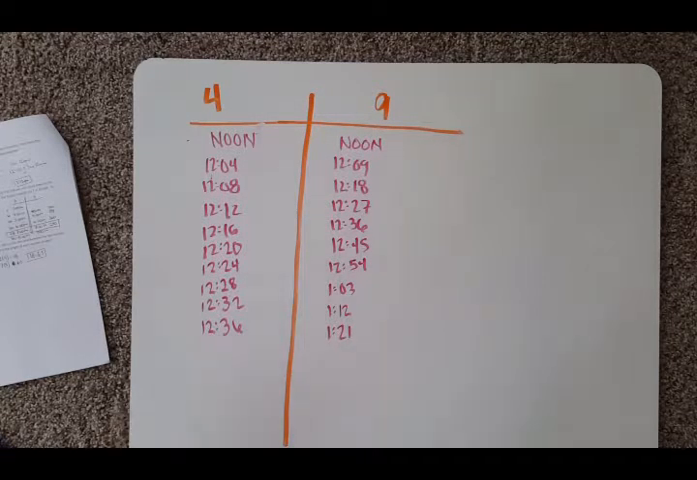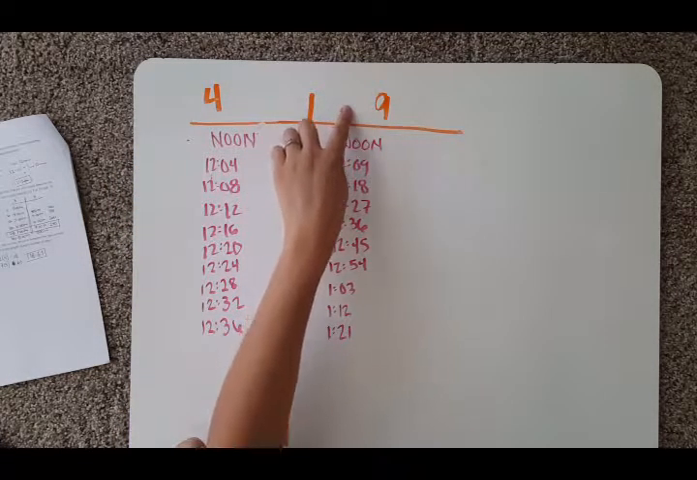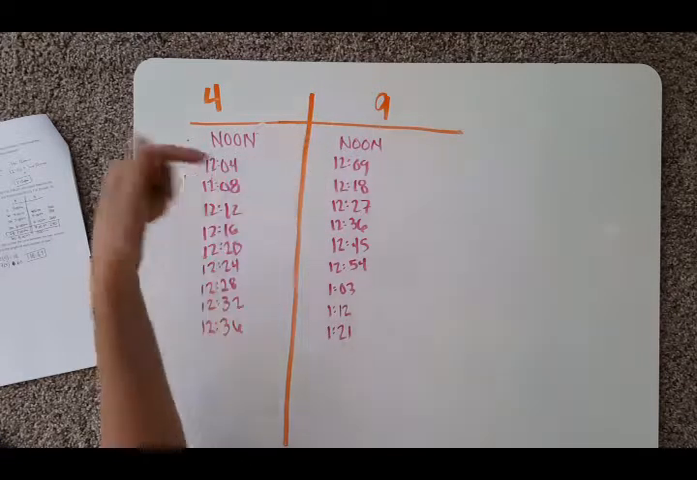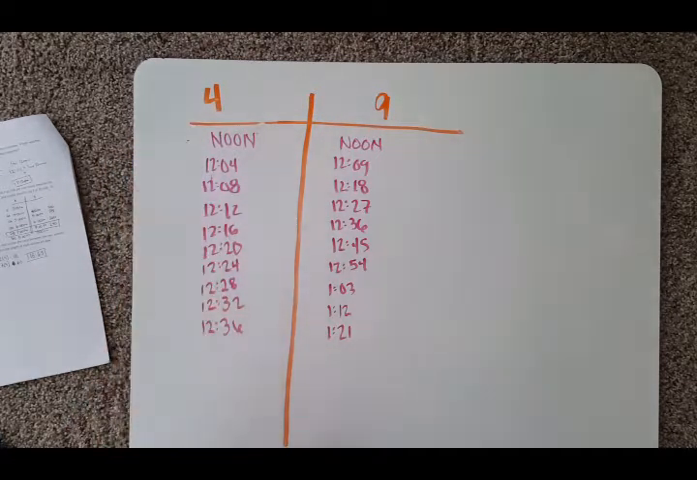All right, so for problem 5, it says one watch beeps every 4 minutes and another watch beeps every 9 minutes. If both watches beep at noon, what is the second time that both watches will beep together? So one of the problem solving things we learned was how to make a list. So let's look at this.